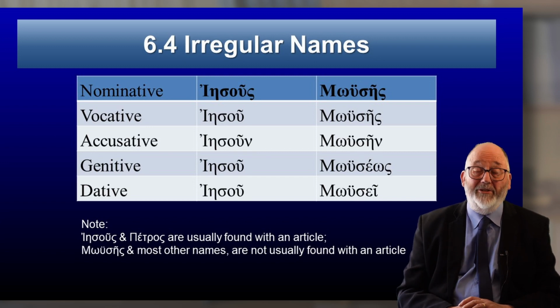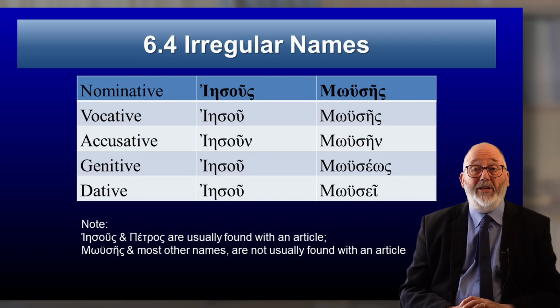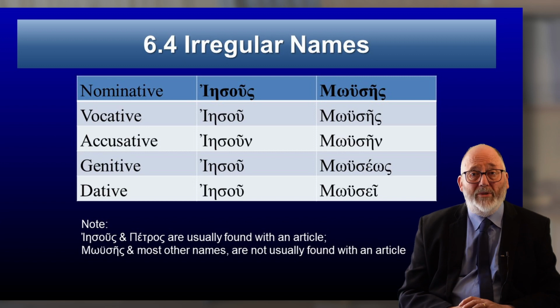So how much attention should you give to these names? Well, my suggestion is you really do need to know how the name Jesus declines, and that you should probably wing it with Mωϋσῆς. If you need to know, you can look it up.